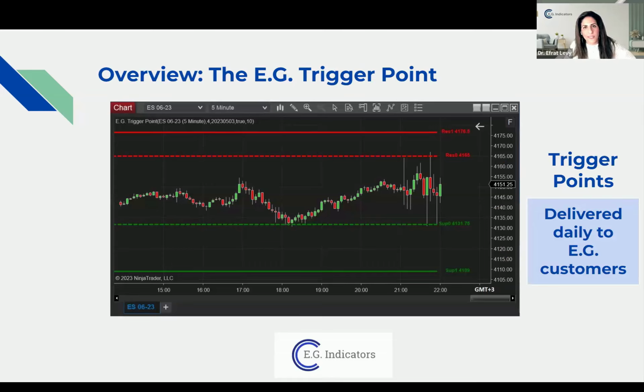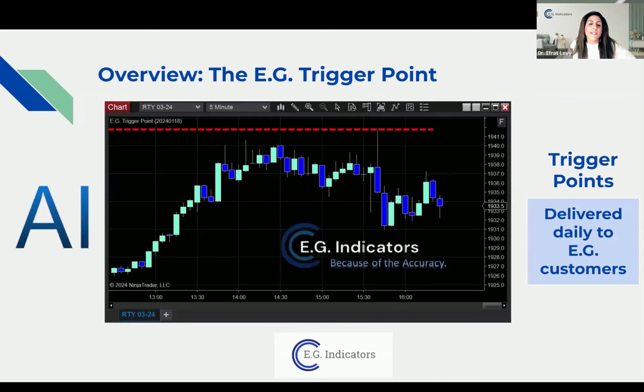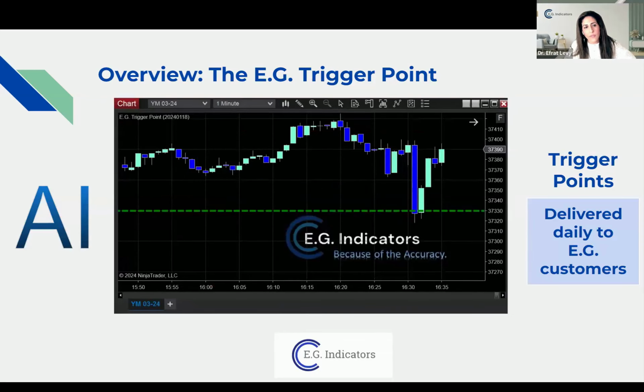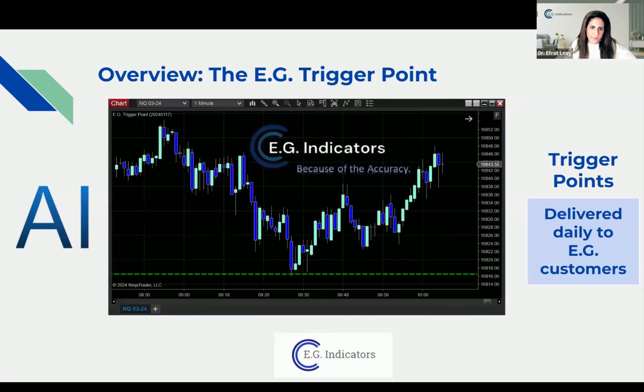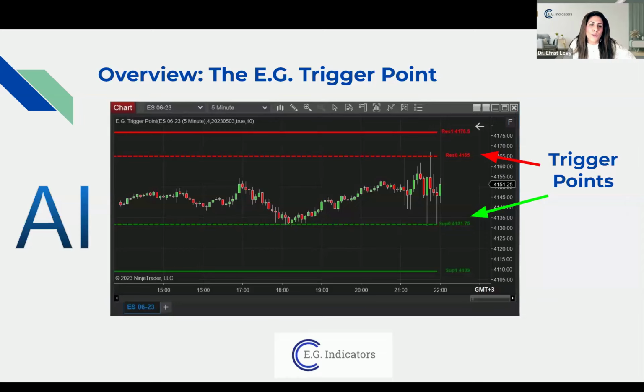The reason they are delivered daily is because they are calculated by an AI engine we developed, running on a cloud, utilizing historical and correlated market data. This AI engine consumes heavy computational resources. So as part of our unique service, we update our customers with the output, the daily insights of this AI engine. We call them trigger points, and they act as support and resistance levels.